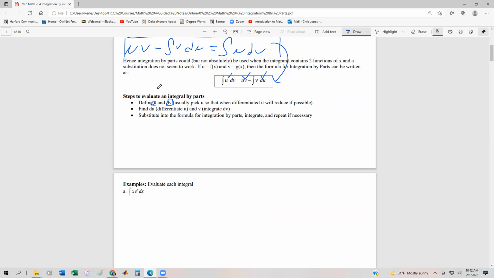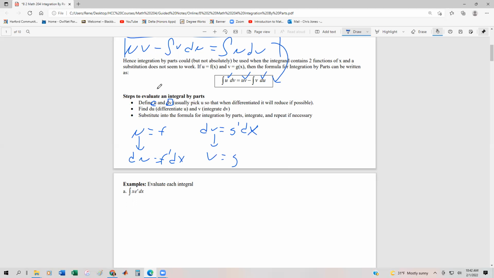So just like we would find, we would have u is equal to some function, and we would have dv is equal to the derivative of that function. And so what we're going to do is find the antiderivative to find g, and find the derivative to find f prime. And we'll see some easy examples of this in a few moments, right?